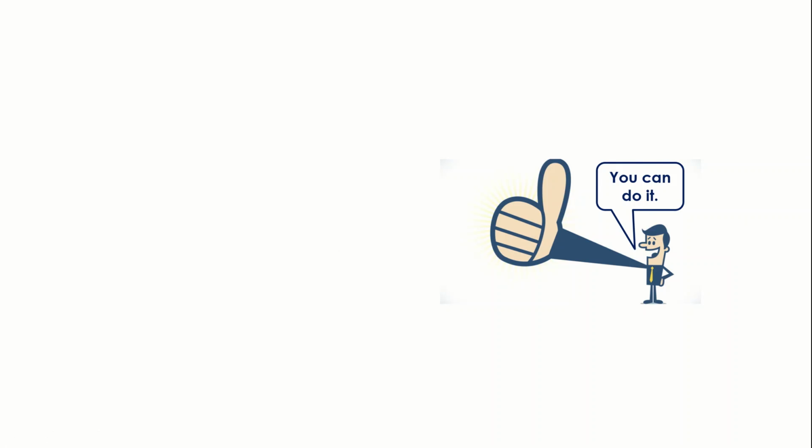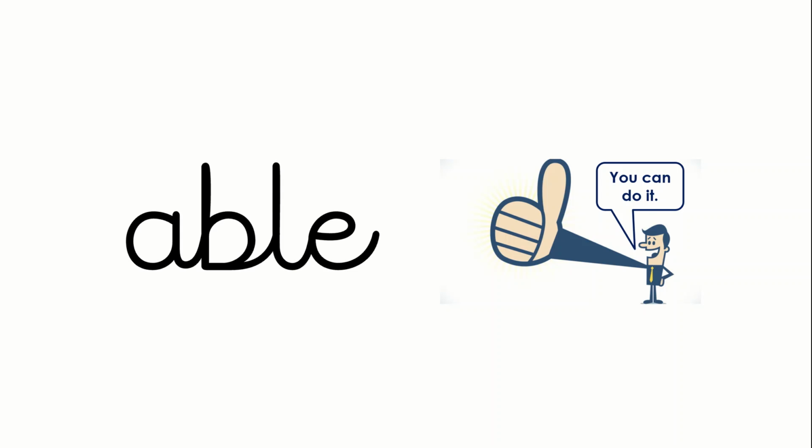Able. Have a go at writing that one now. Pause the video. Super duper. Right, let's have a look at able. A, B, and then the is an L and an E at the end. Well done if you got that one.